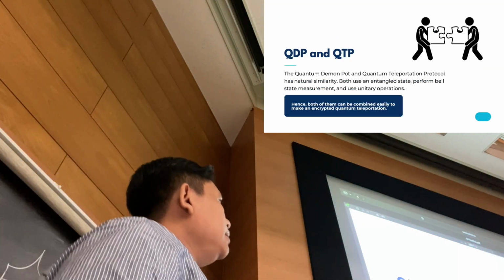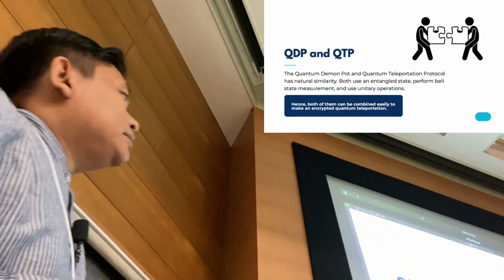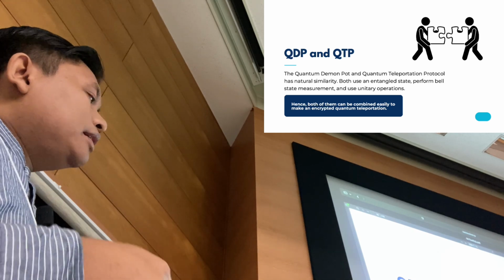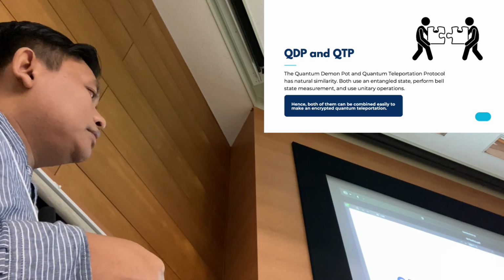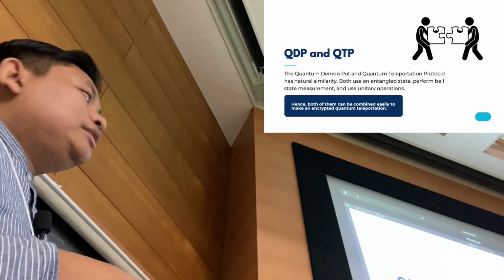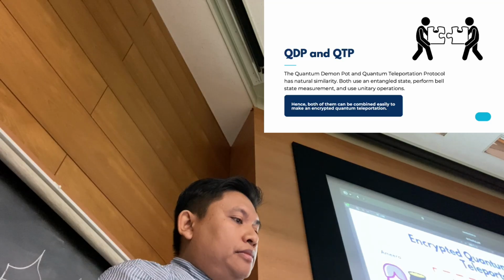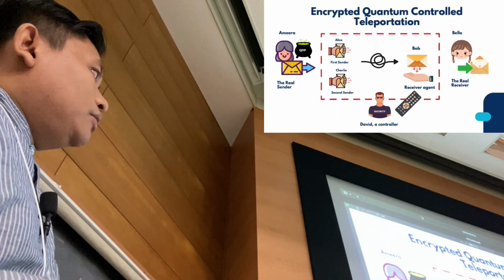And as you can see, QDC and QTP are very similar. Both use an entangled state as the resource, perform Bell state measurement, and use unitary operation. Hence, both of them can be combined easily to make an encrypted quantum teleportation. So this is pretty much the diagram.